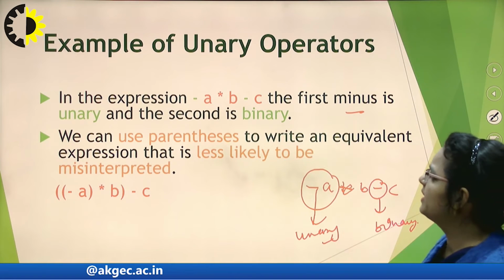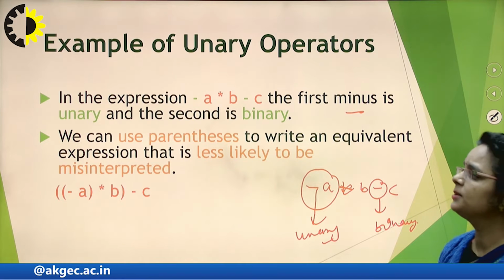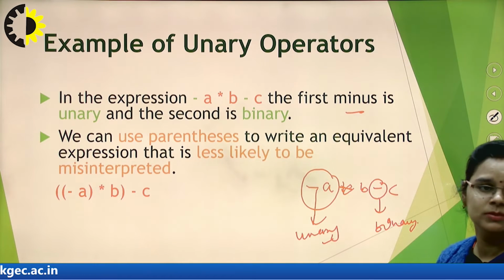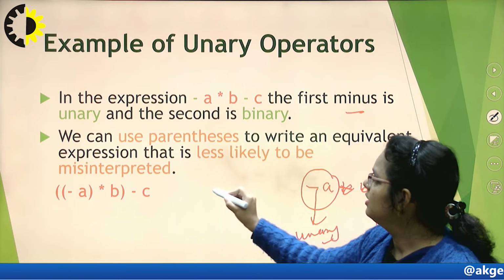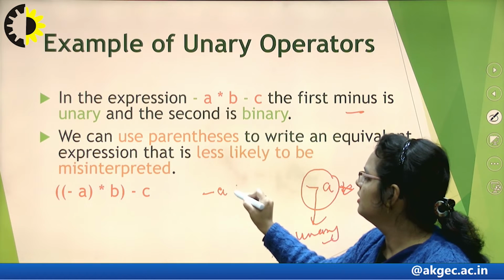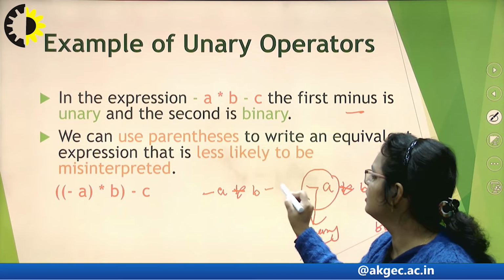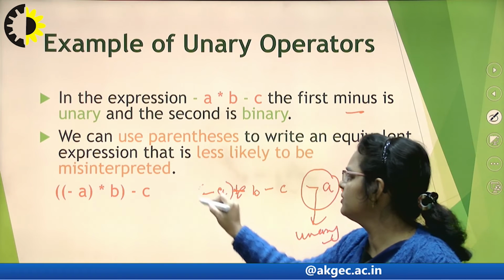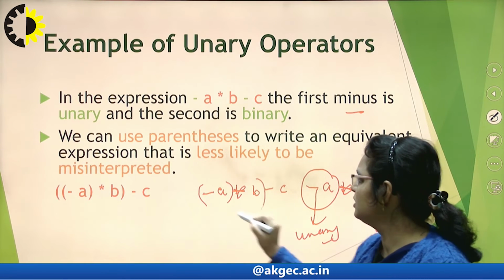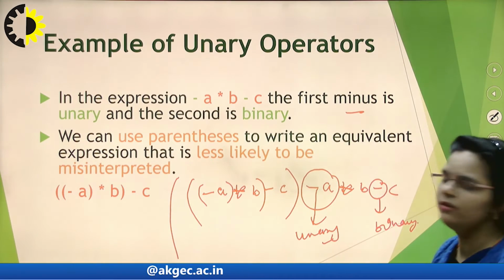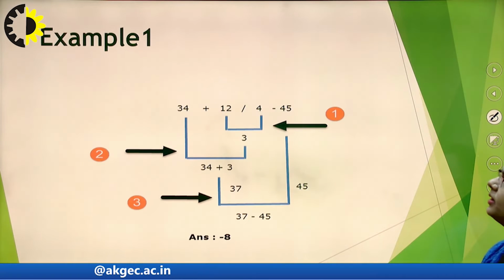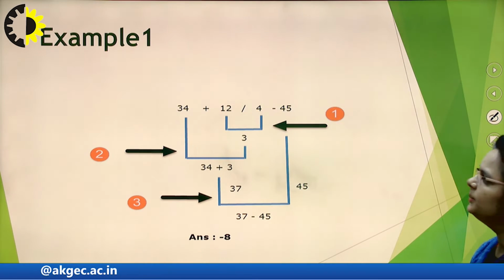We can also use parentheses to write an equivalent expression that is less likely to be misinterpreted. Yes, we can write the same expression in this way: minus A star B minus C. So put this in a parenthesis, put this in another parenthesis, and put this entire thing in another parenthesis. So this is how it could be evaluated. Now let us take an example.